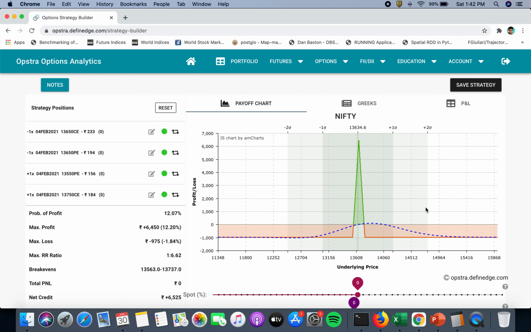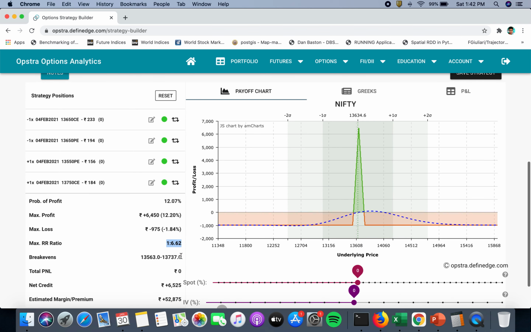What is the problem with this? First of all, what is the good part? Look at the risk to reward ratio. It's almost 1 to 6, which is really great. But the probability of profit is really low because you can see that the range is pretty tight. And you will have the max profit if Nifty expires at the ATM level, which is 13,650. The chances of that may be a little bit less, but it can happen. Again, it's not impossible.